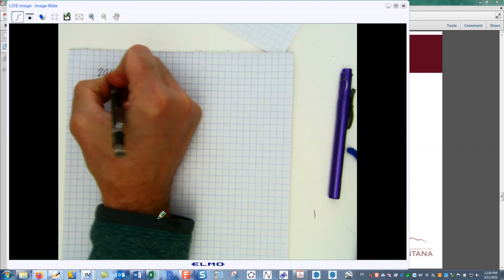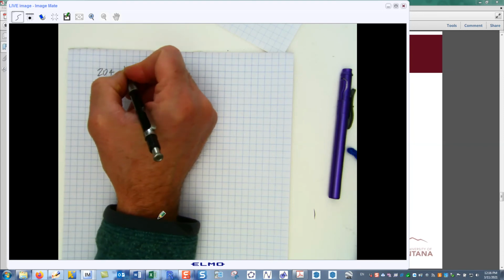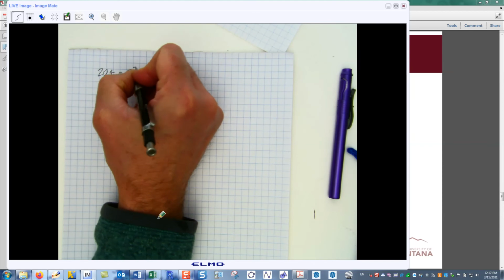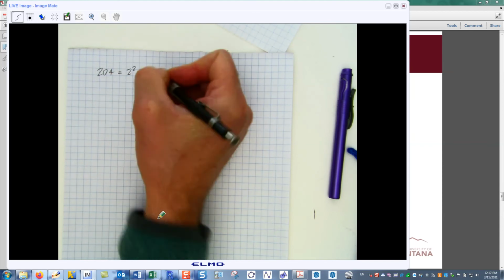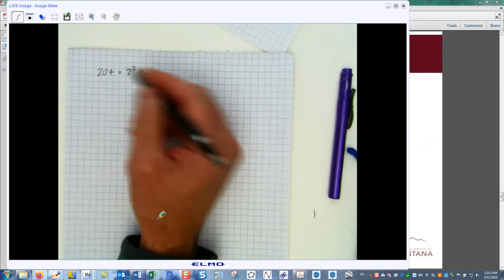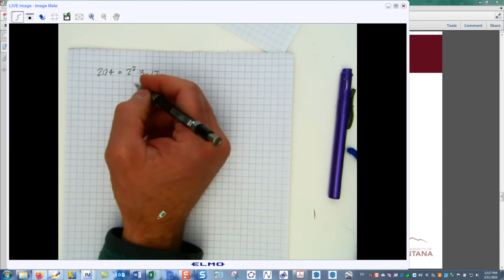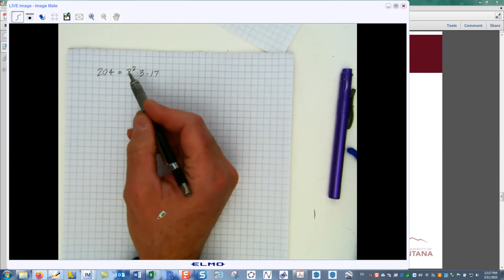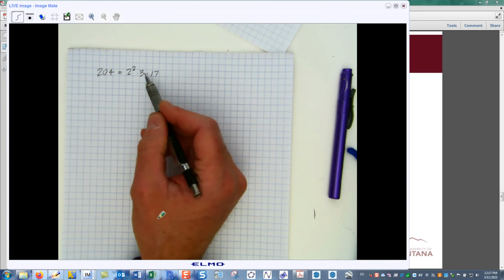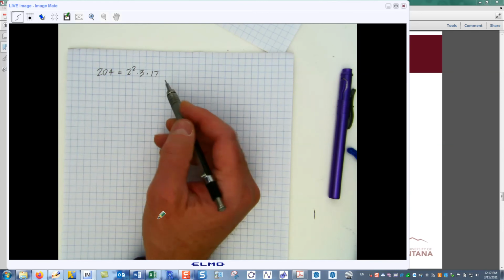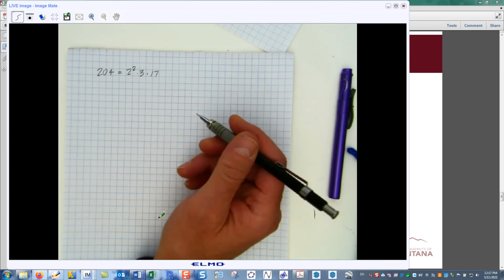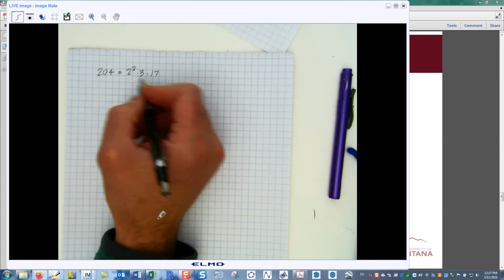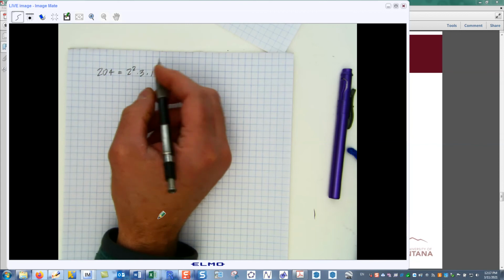So 204 is equal to 2 to the second times 3 times 17. So that means every divisor of 204 is going to be some combination of 2's, 3's, and 17's, where there are 0, 1, or 2 2's, there are 0 or 1 3's, and there are 0 or 1 17's. So here's what we do. Let's take a look at the case where we take 2.